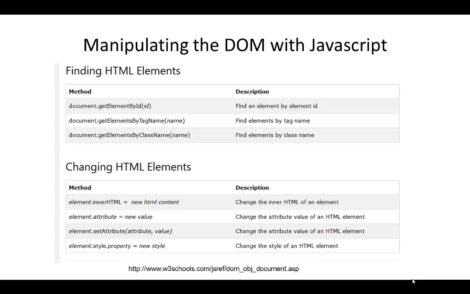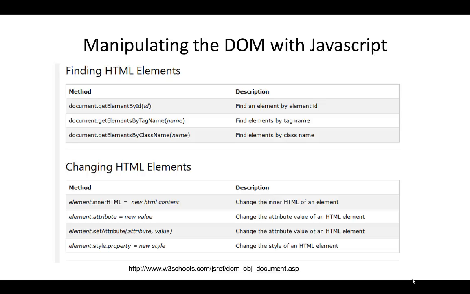So there are methods like document.getElementById. Now, if you remember, the ID attribute of an element should be unique within every page, so there should only ever be one element in a page with the same ID. So we can just search by the ID string, and that will return us one element with that ID.